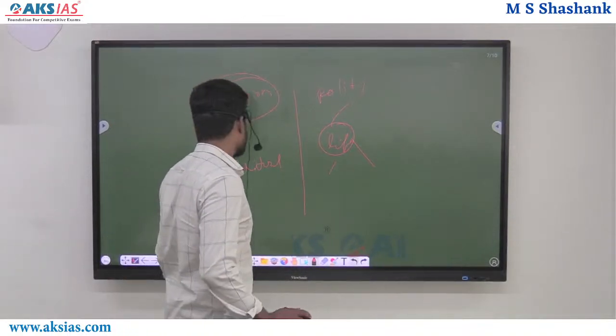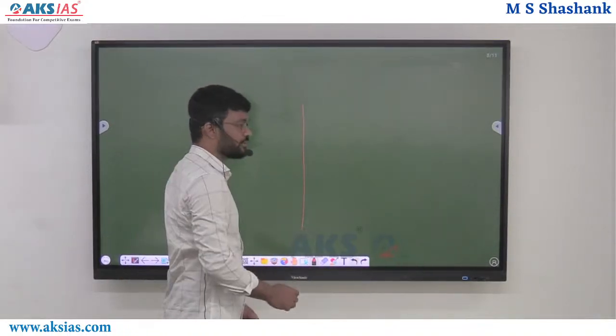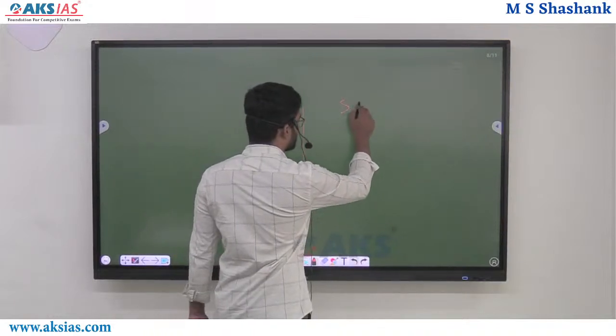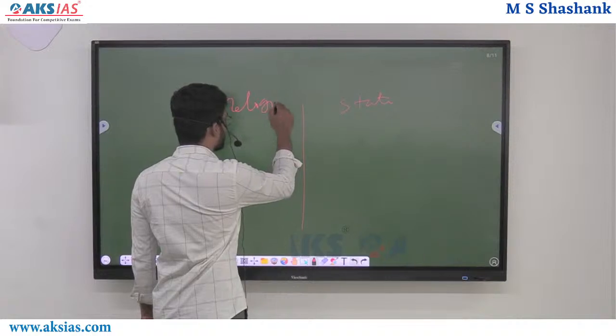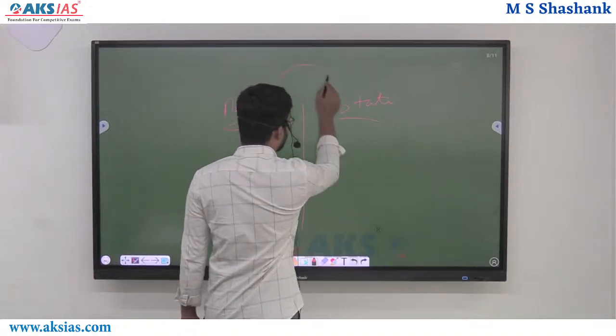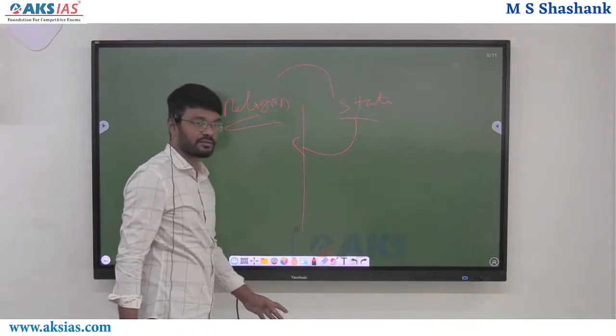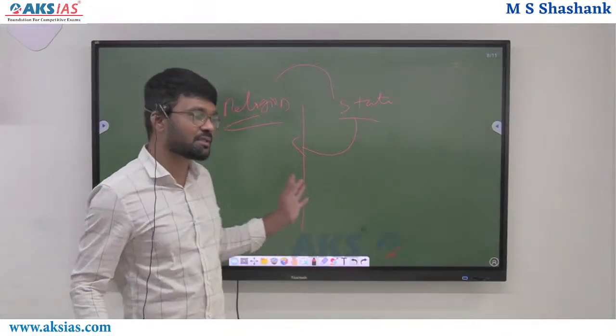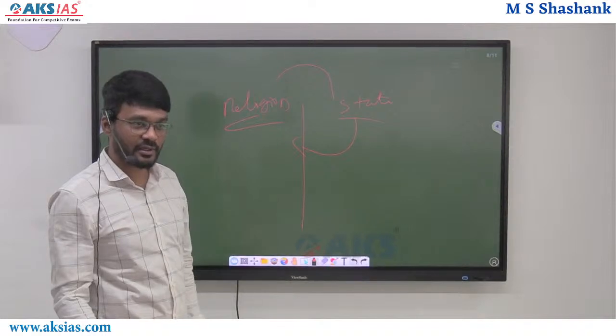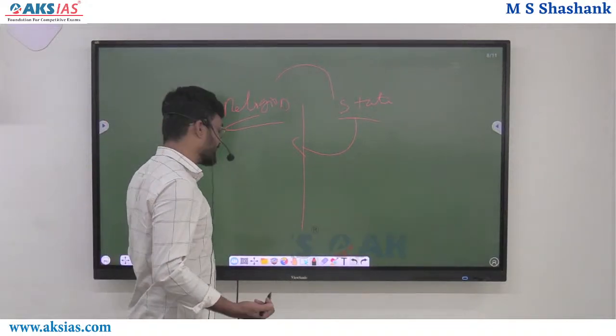This is the Western concept of secularism. They want state and religion to be separated. State should not intervene in religion, religion should not intervene in state. There should be a strict wall between state and religion. This is called the Western concept of secularism. But the Indian concept of secularism is different.